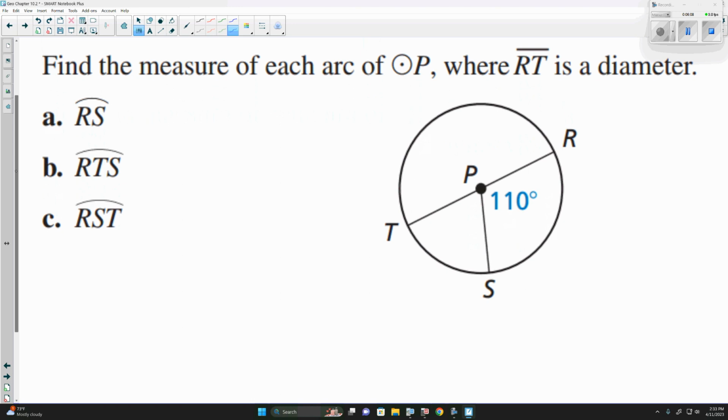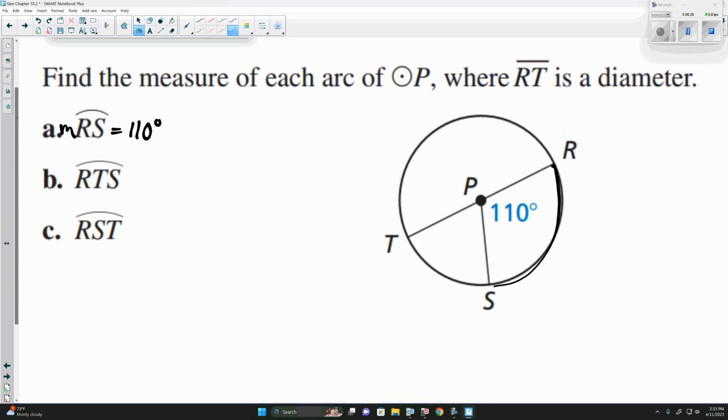Find the measure of each arc. So RS. So RS is going from R to S. So the measure of RS would be 110 degrees. Since the central angle is 110, it is 110. Now RTS. Well, it's everything except for 110. So we can say what? 360 degrees minus 110 degrees, 250 degrees.